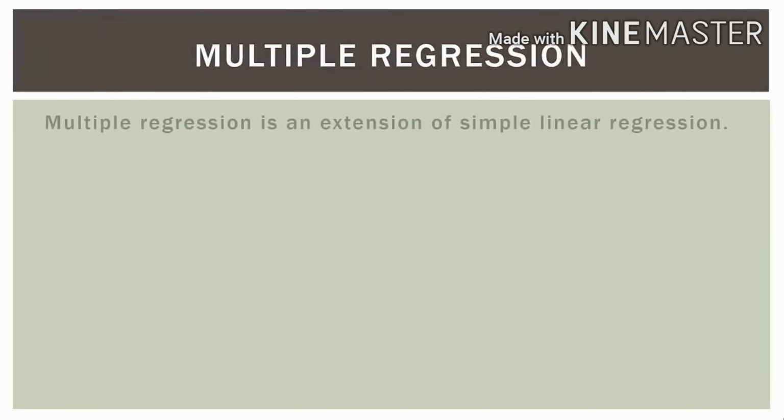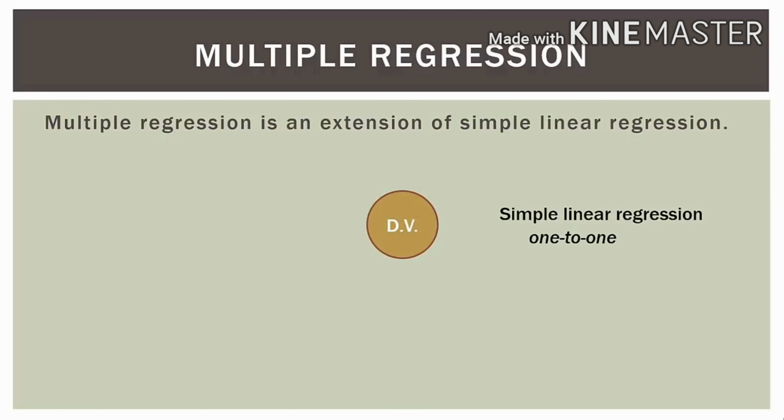So what about multiple regression? Multiple regression is just an extension of simple linear regression, which we talked about in the last series. Remember, in simple linear regression, we have a one-to-one relationship. We have a dependent variable, and we utilize an independent variable to explain the variation in that dependent variable or make predictions about it.